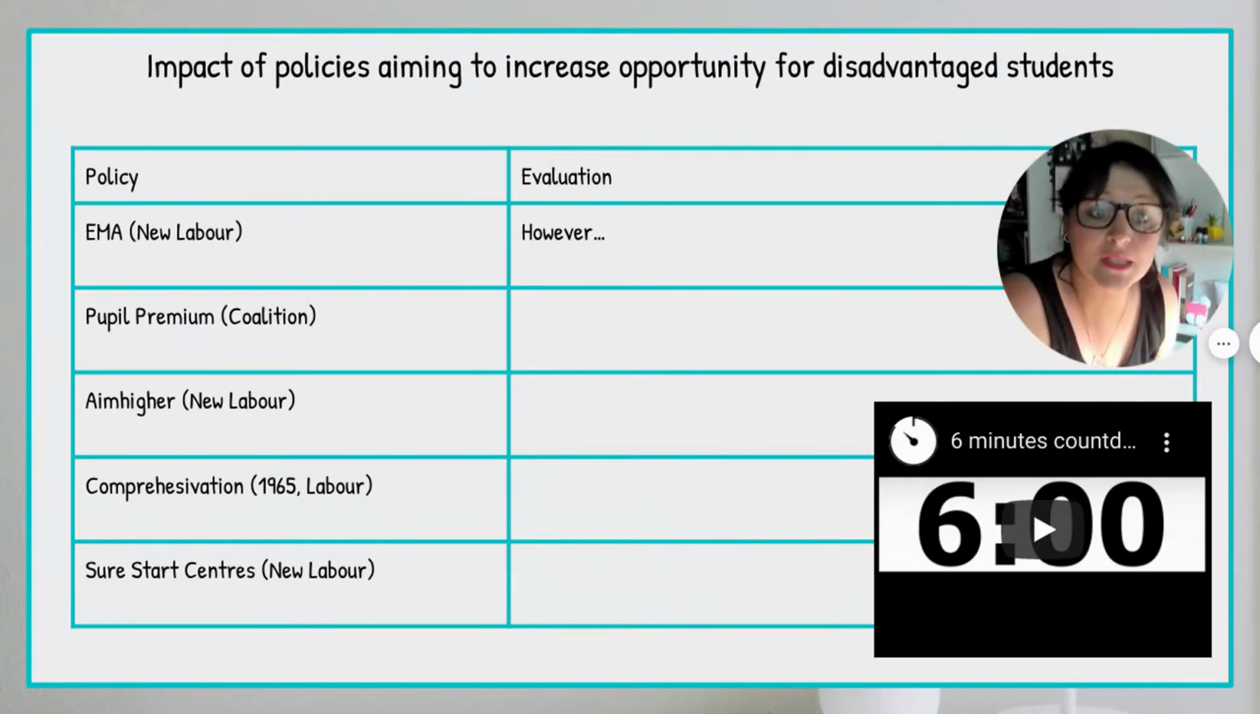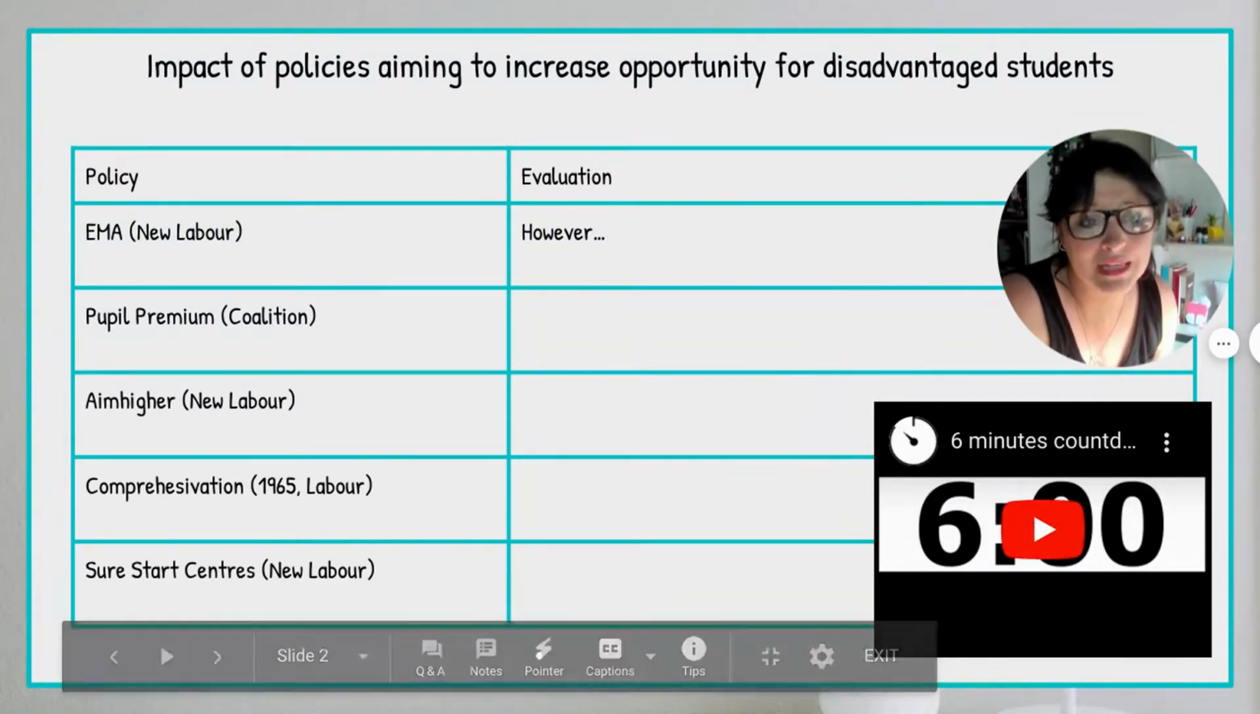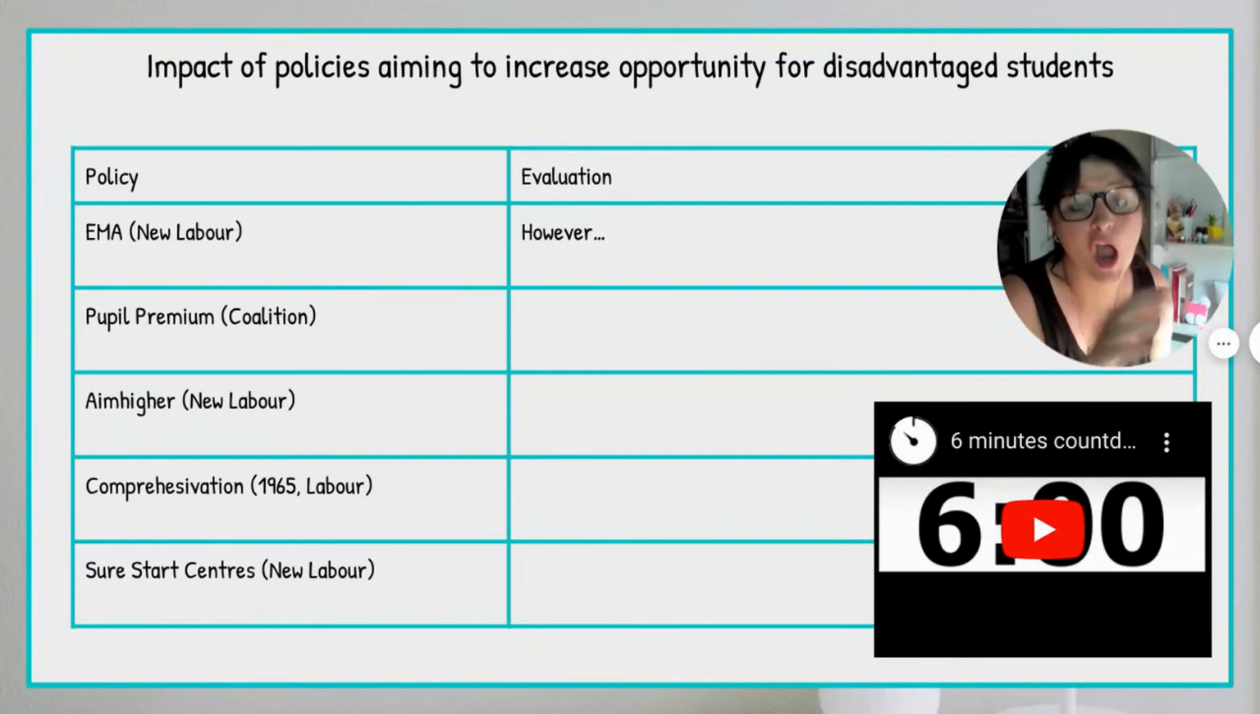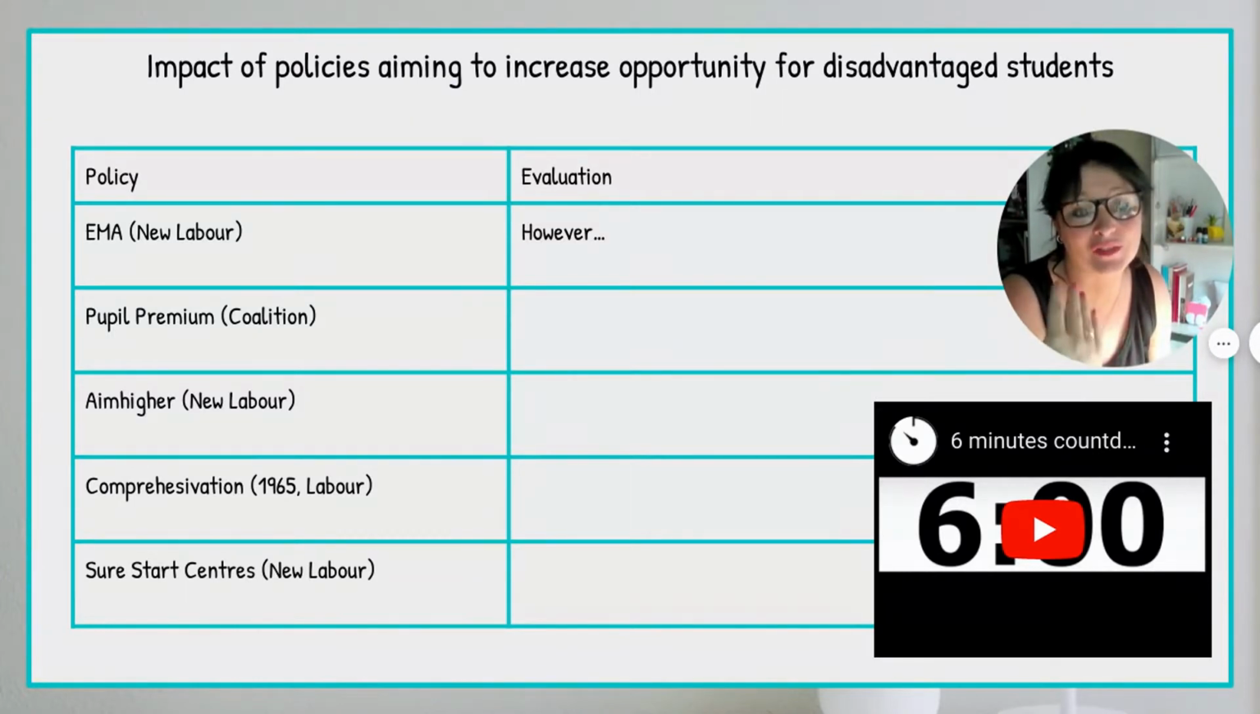So I'd like you to spend 6 minutes now, and I'm going to start the timer. So please spend 6 minutes working through each of these. So you've got 5 different government policies there, and you don't have to do the positive bit. You're simply doing the however, and you're looking at the kind of limitations or the detrimental side. Okay, so I will start the timer now.